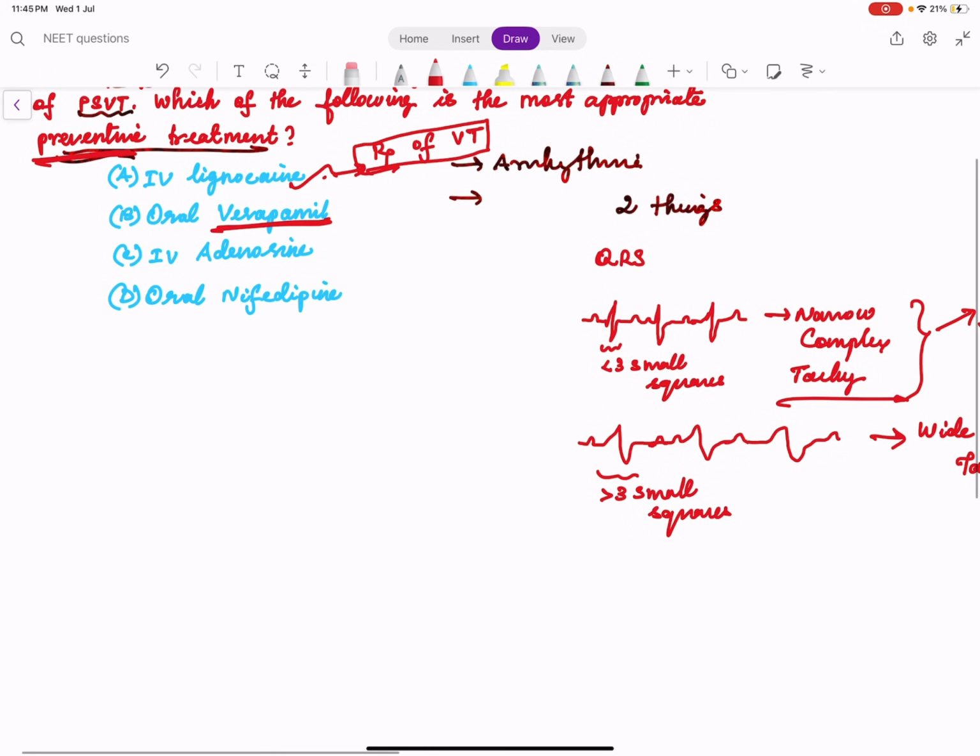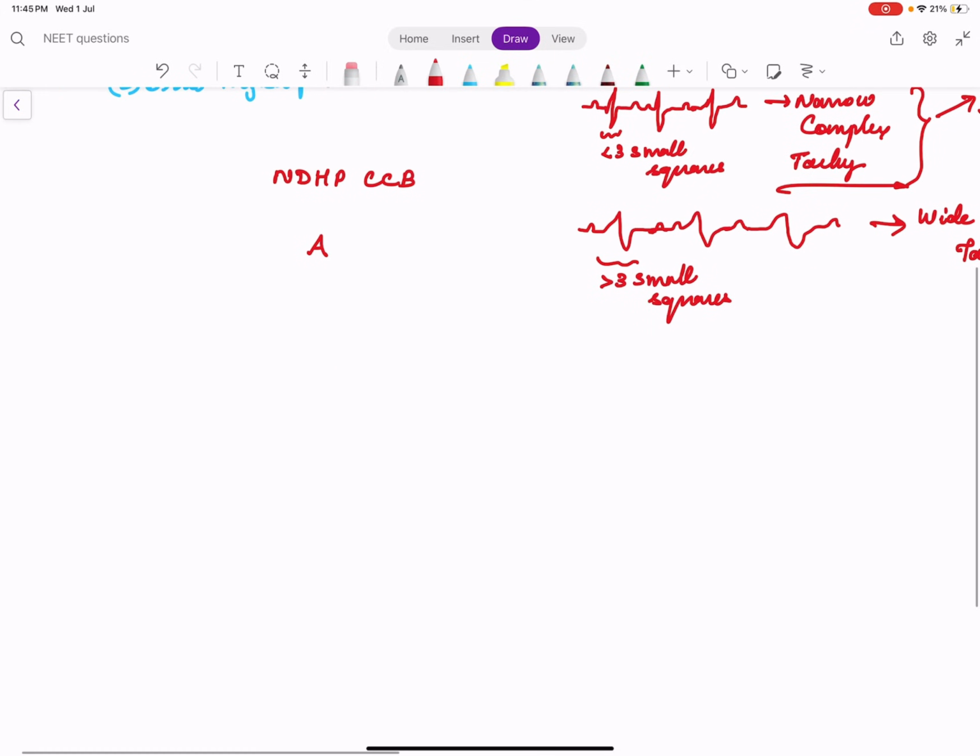Next option is verapamil. Remember, verapamil is a non-dihydropyridine calcium channel blocker. You remember we told about the terms ABCD.